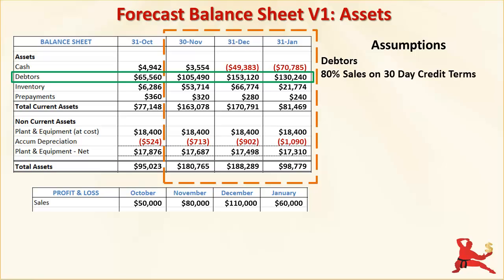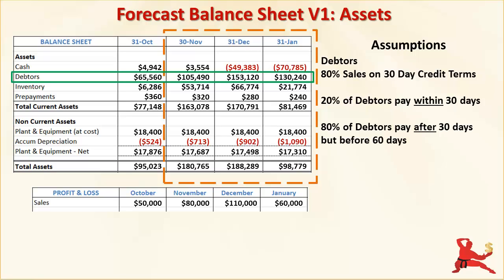But based on what we know about debtor collection patterns in recent times, we think it's realistic to assume that only 20% of those debtors will actually pay on time. The rest of them will pay somewhere between 30 and 60 days. So in our forecast, we work out what our debtor balances will look like at the end of the month based on this collection pattern.